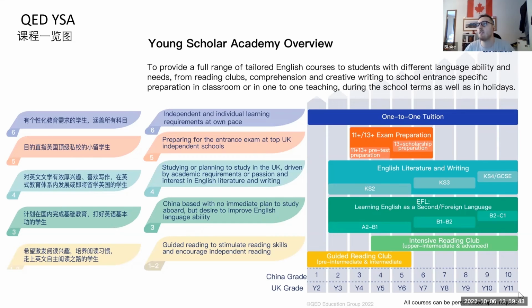So you can see on this, on the bottom here, the blue, green, and yellow boxes. You can see the courses we've actually talked about now. But on the top, you can see that big blue bar, which is one-on-one tuition. And then the orange one is exam preparation. Now, today we focused on the 4 classes that we offer, the English Literature and Writing, the EFL, the intensive reading, and the guided reading, but we also offer one-on-one tuition. So if you have a child that needs something specific, or you just want your student to have some more one-on-one individual time per week, we do that as well.